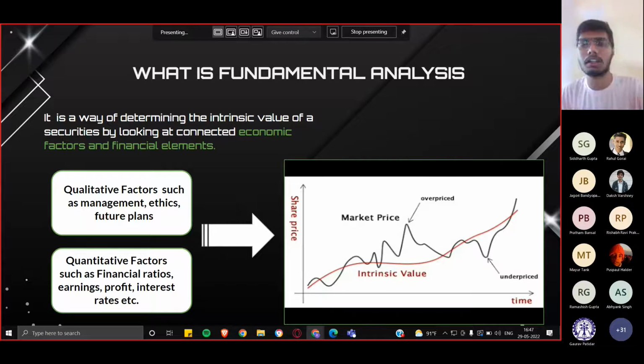So if the stock is overpriced, we'll just short it. Or suppose it's underpriced, that is, the intrinsic value is higher than its market price. Then we will buy that security. That's how fundamental analysis works. Okay.